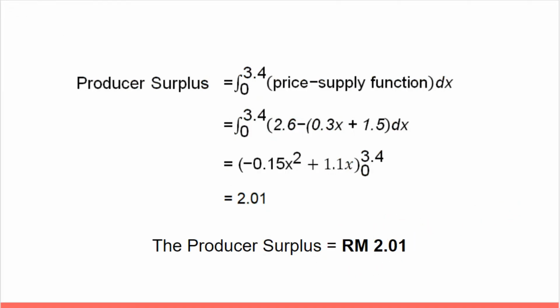Next. Same as the way to find consumer surplus, to find the producer surplus, we also need to write out the equation first. However, the content inside the bracket will be changed to the equilibrium price minus the supply function. Just like finding the consumer surplus, we use the value left in the bracket and we integrate it. This time, we got 0.21, which means that the producer surplus is about 2.01 ringgit.